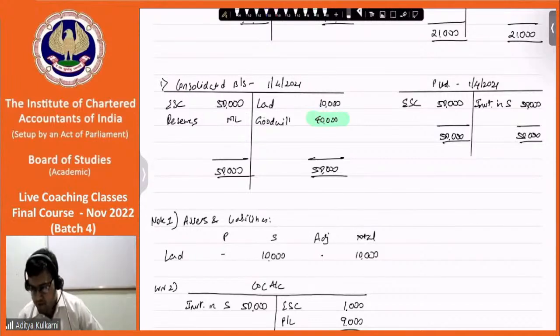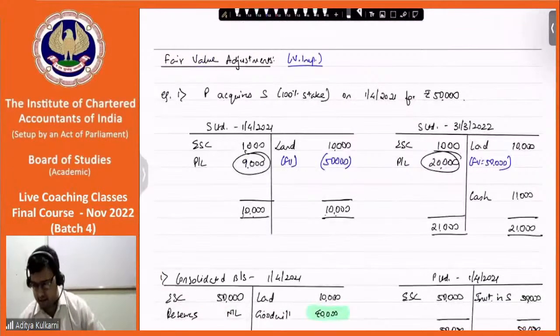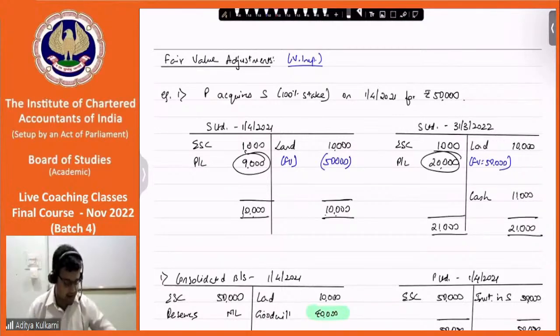Okay. All right. Coming back to this example, please tell me, is there anything wrong in this 40,000? Is there anything wrong in these two balance sheets? Is there anything wrong?